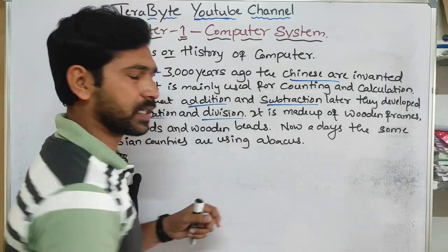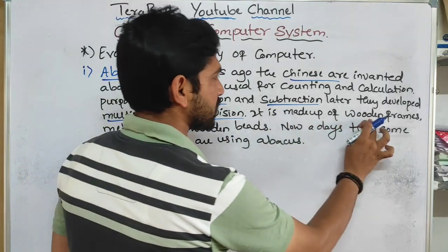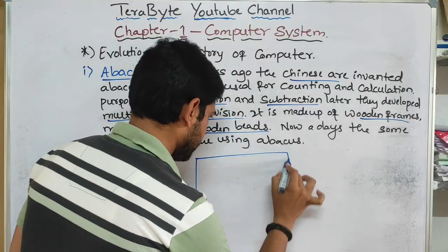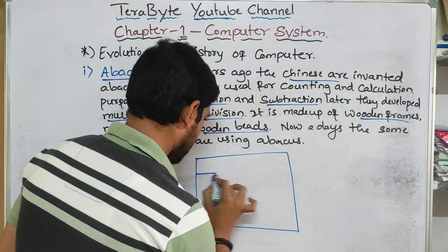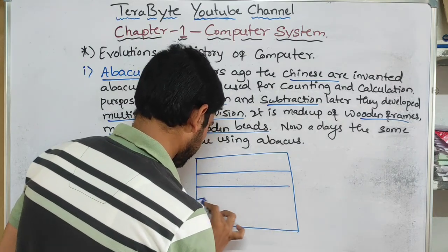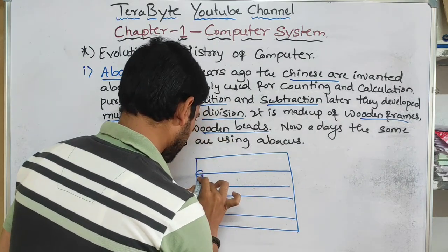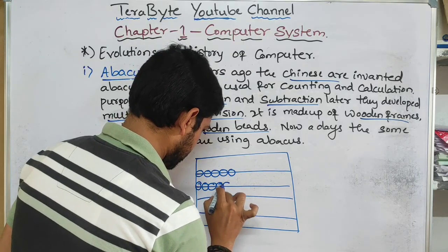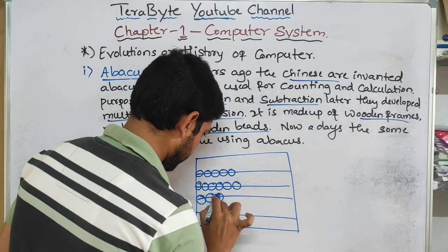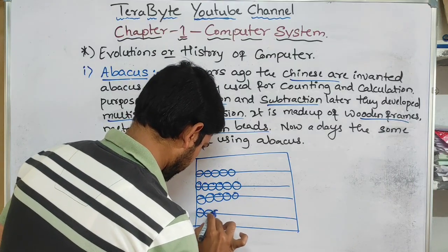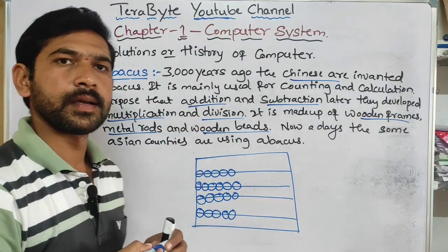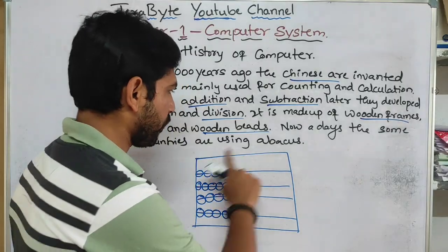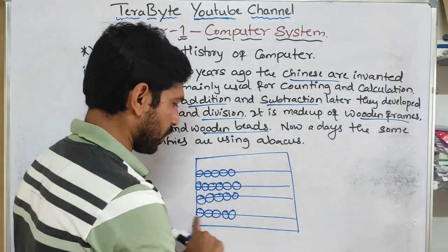Later they developed multiplication and division. Then the Abacus is made up of wooden frames, metal rods and wooden beads. See, the Abacus looks like this. It is mainly used for addition and subtraction purposes, that is counting and calculation purposes. It is made up of wooden frames, metal rods and wooden beads.